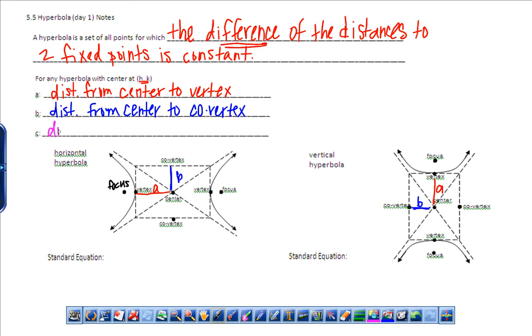And our C is still our distance from the center to the focus. So this is center to the focus, and this is your C value. And from here to here, this is your C value. One other thing that's going to be a little different: you still have something that looks like your Pythagorean theorem. We've got C squared equals, on our hyperbola, A squared plus B squared, right here.